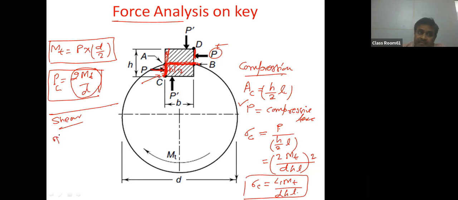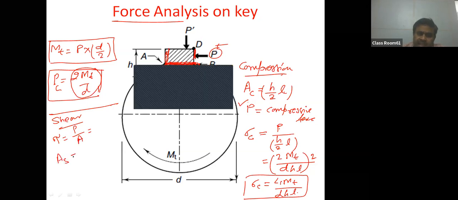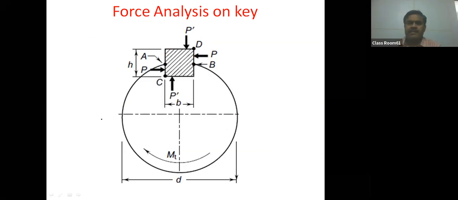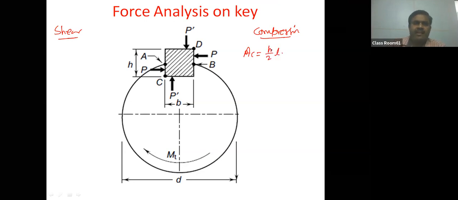Shear stress is given by force upon area again. So what is the shear area now? This is the width of the key, B, and L is the length of the key. So the shear area is given by B into L. This is the force analysis. Now I am working on the shear phenomena; we have already worked on the compression phenomena. So let's see the difference between the two as well. The compressive area was H by 2 into L. The shear area is B into L.